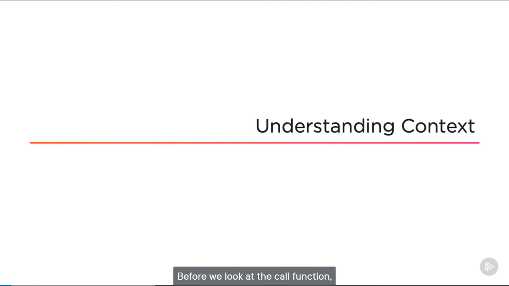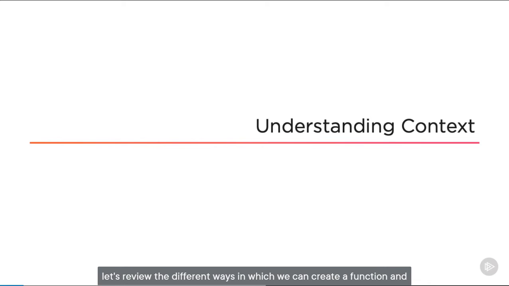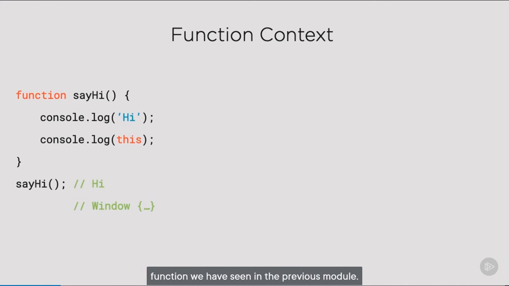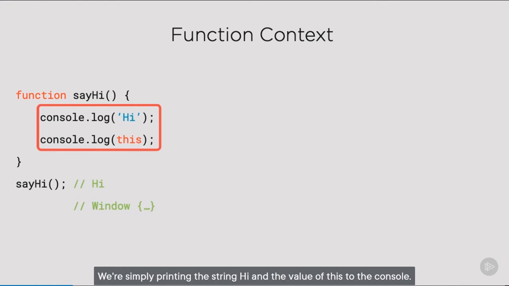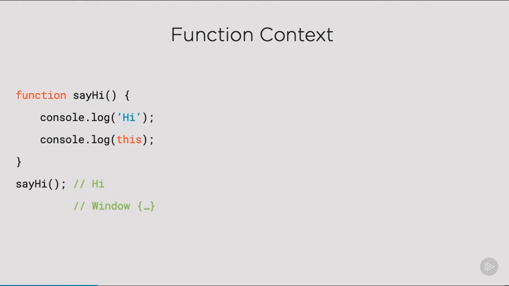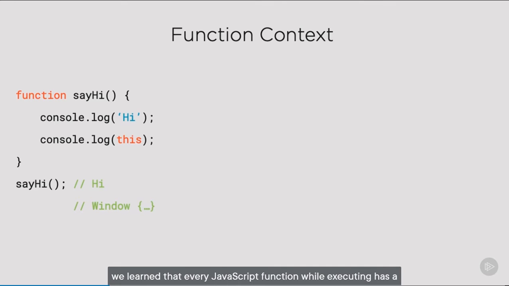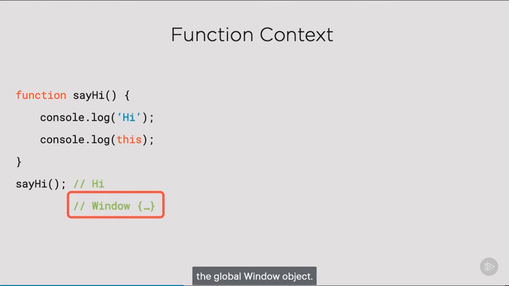Before we look at the call function, let's review the different ways in which we can create a function and how that affects the value of the this object. Here's a function we have seen in the previous module. We're simply printing the string hi and the value of this to the console. In the previous module, we learned that every JavaScript function, while executing, has a reference to its current execution context through the this keyword. So what would be the value of this here? As expected, it refers to the global window object.